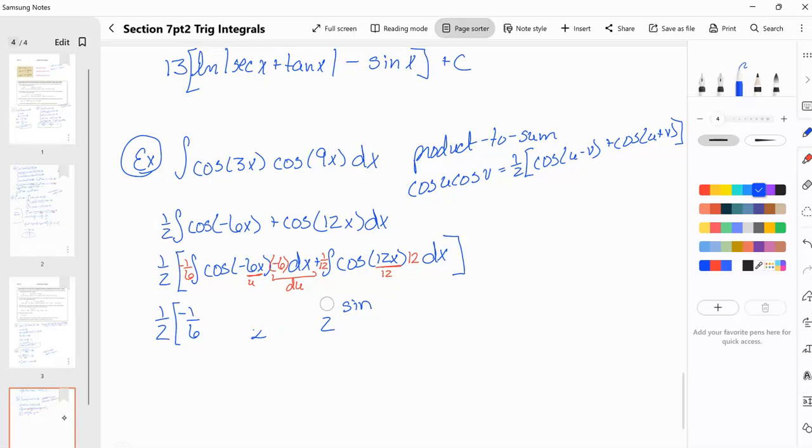Hold on a minute. What am I thinking? It has been a long day. When I integrate cosine, I'm going to get sine. And when I integrate cosine here, I'm going to get sine.